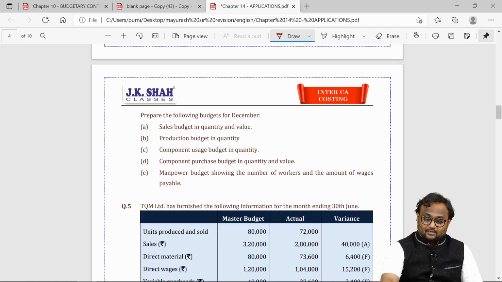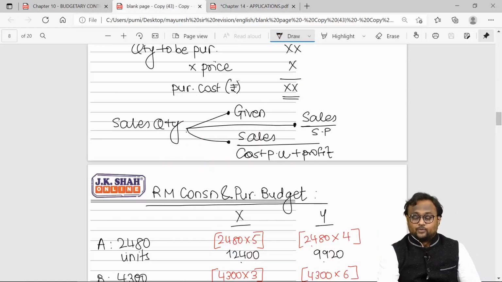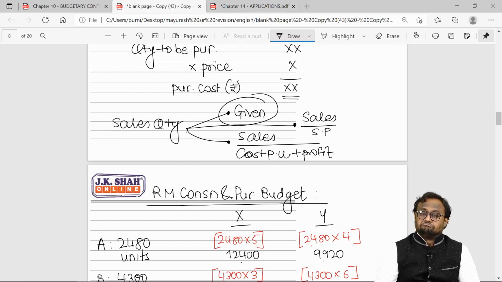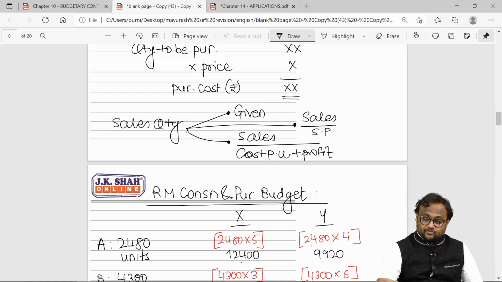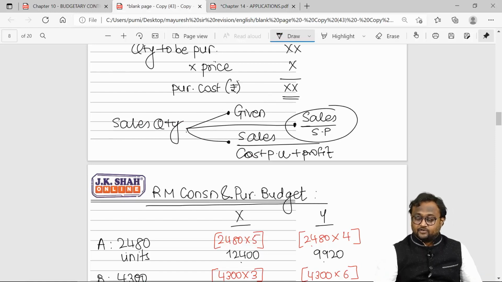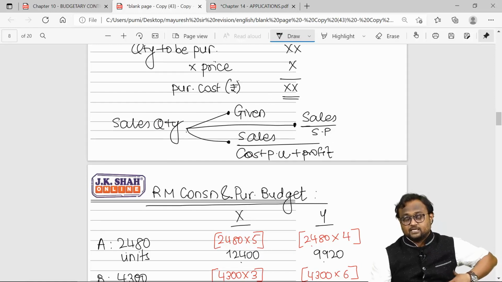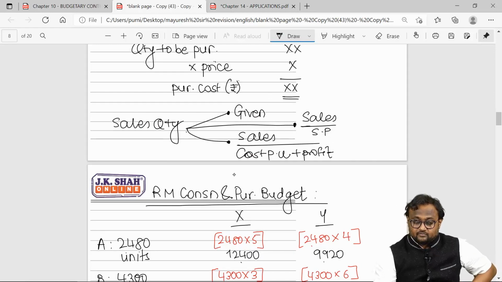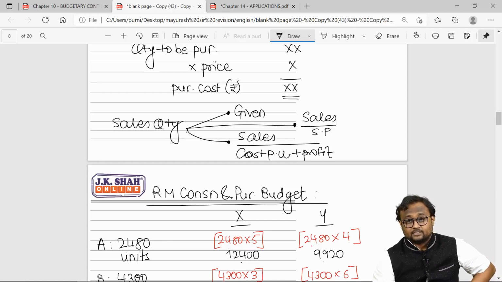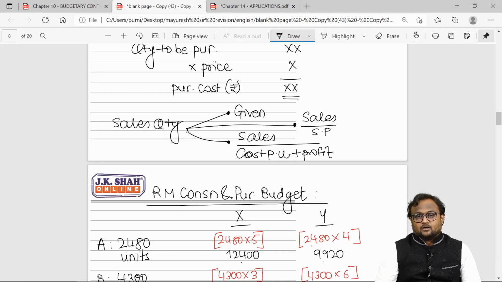Now see, as I told you, there are three types of situations when quantity sold will be given. Here we don't have quantity sold given in the question, nor do we have sales value given, nor selling price. In fact, cost per unit information is available only with respect to material, labor and variable overhead. So we don't have information about other overheads.